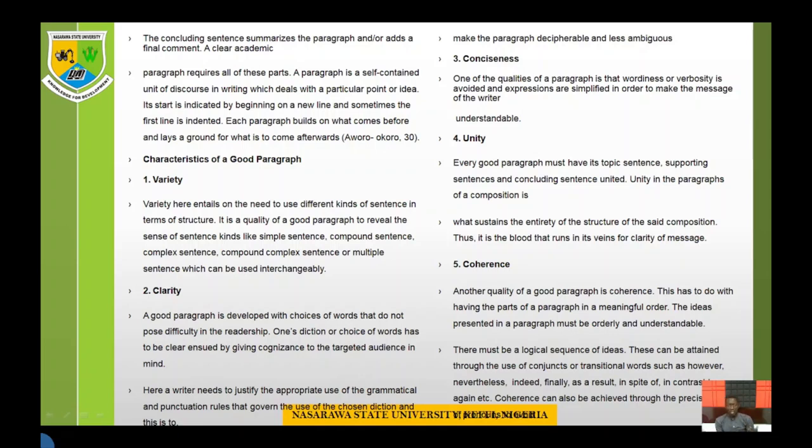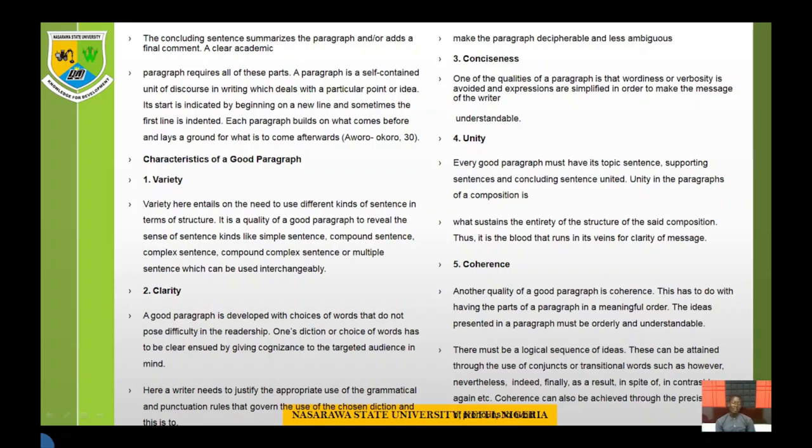It has to be a mixture of all these types of sentences. Use simple sentences, in some places use compound sentences, in some places use multiple sentences or compound or complex sentences. It makes the work look interesting to the readership as they interchange.